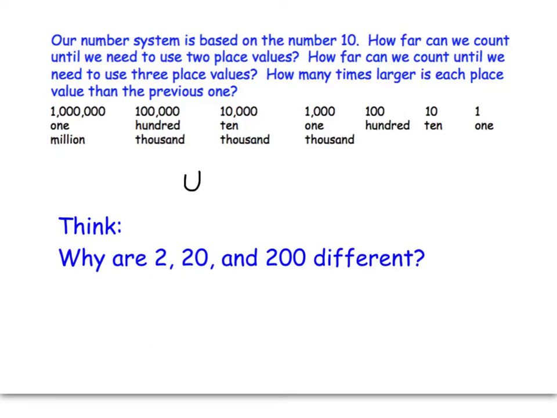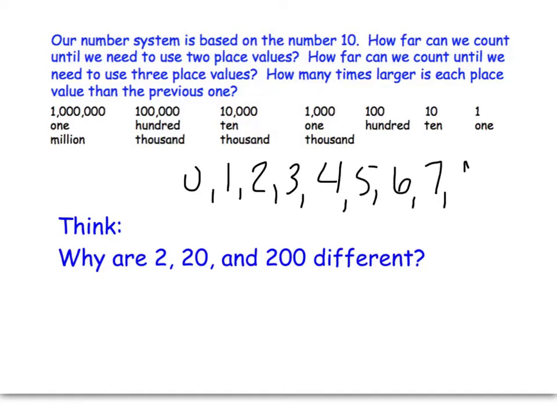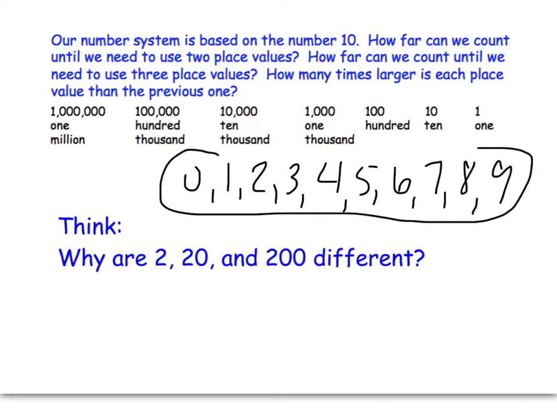So first of all, we have 0, 1, 2, 3, 4, 5, 6, 7, 8, 9, and then we're like, what do we do after 9? This right here is our bundle. This is our bundle of 10. So, how far can we count until we need to use two place values? The answer is 10. Ding, ding, ding. We're learning base 10 today. So, let's look at another one.